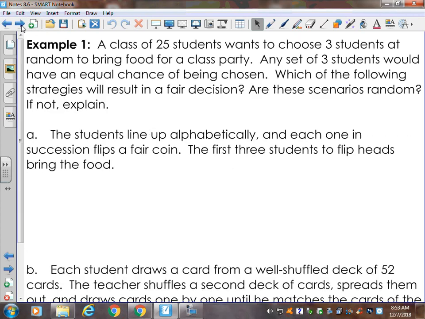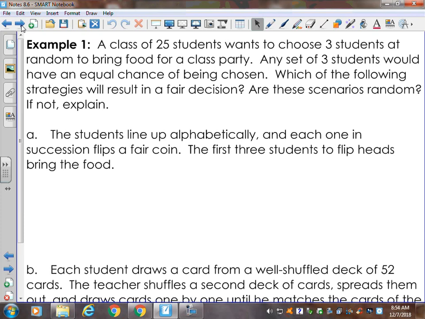So there are 25 students who want to choose 3 of those to bring food to a class party. But there are many ways in which we could choose these 3 students. But we want them each to have an equally likely chance of being chosen. The following strategies will result in a fair decision or not. Will it be random or not? That's what we're trying to answer.